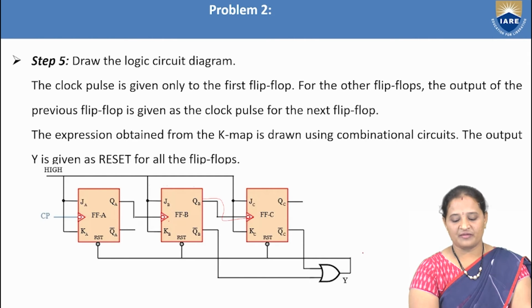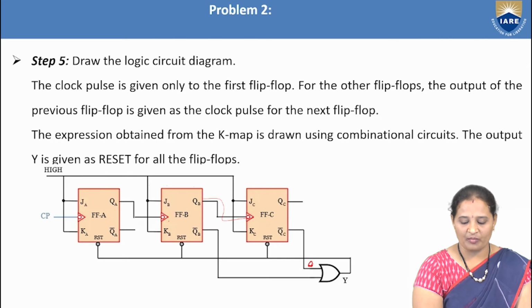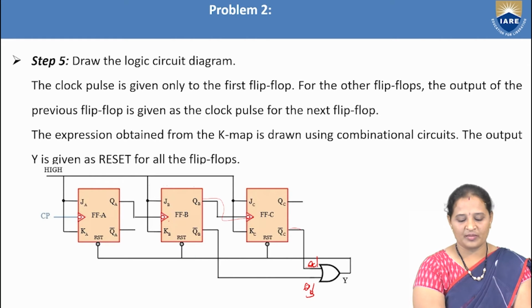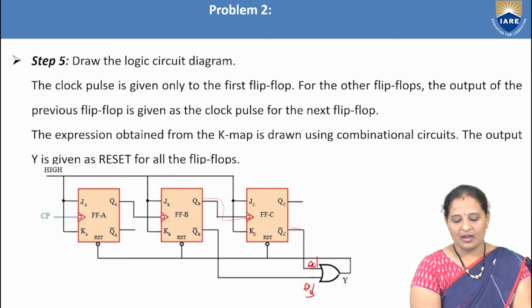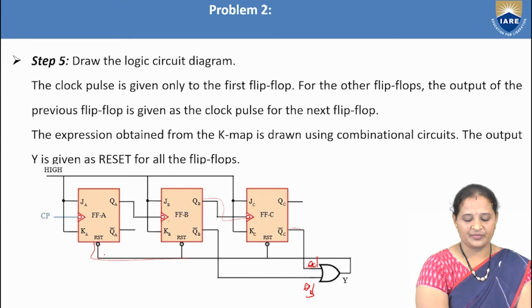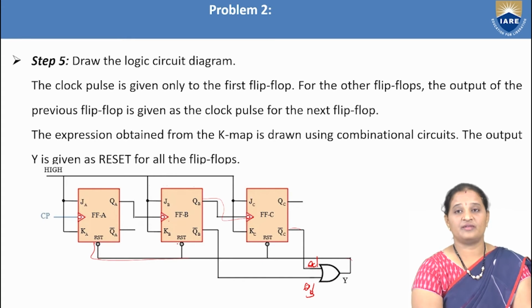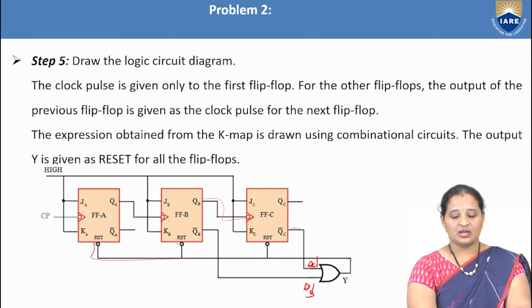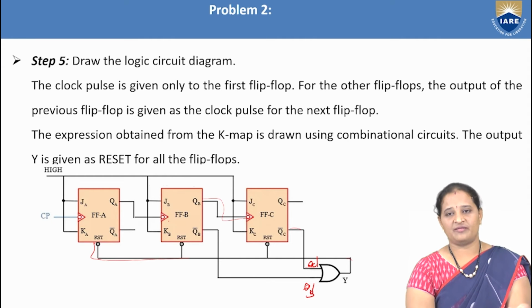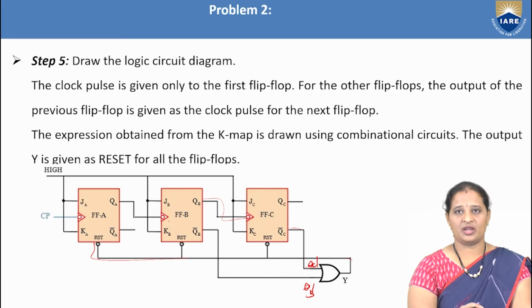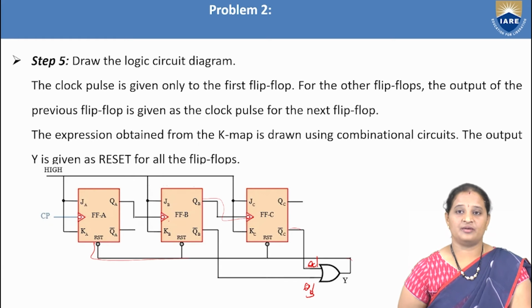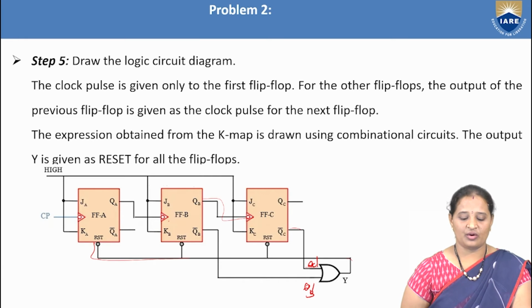So the reset input function is QC complement plus QB complement. So I'm taking QC complement and QB complement, and the output of this one is given as reset input to all the flip-flops. So this is about the problem 2. Even you can cross verify whether we have obtained the design next state properly or not.